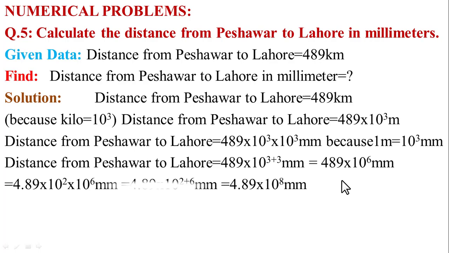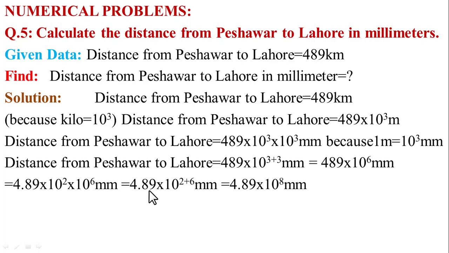Now we will have 4.89 multiplied by 10 raised to power 2. Write in scientific notation, because the decimal place moves 2 digits from right to left, so the power will be positive. Then the distance from Peshawar to Lahore is 4.89 multiplied by 10 raised to power 2 multiplied by 10 raised to power 6 millimeter. Same, here the bases are the same, so the powers will be added.